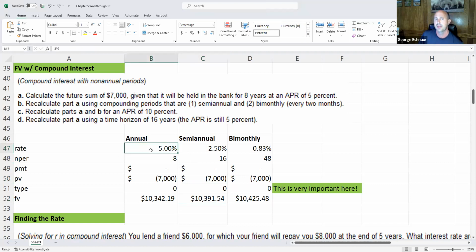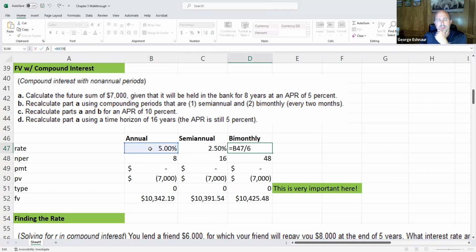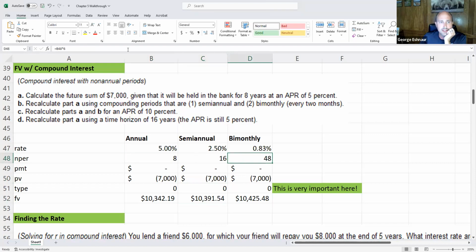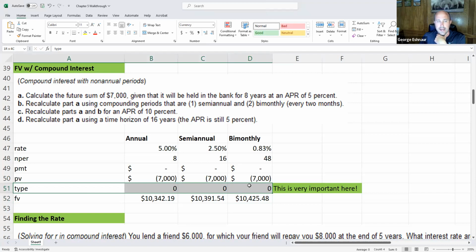Okay. Now, bi-monthly, I take the original amount and divide by 6. And so what I do on the back side there, the same thing. I take the original number of periods and multiply by 6. And this gives us our bi-monthly rate. Now we see again an adjustment here. And on this one, I did introduce type.